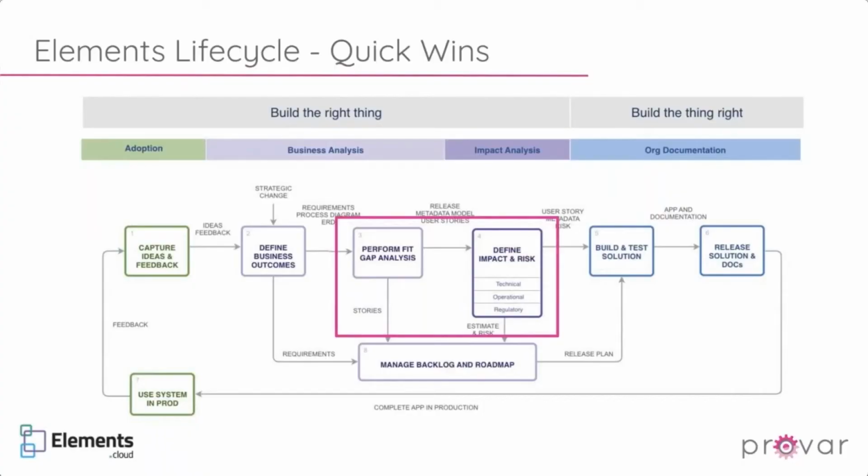The faster you go, sometimes you break things, and therefore we need to make sure that we have a really good understanding of the implications of making changes to reduce that risk. But today, what I really want to do is just focus on two boxes: the quick wins, how you define those user stories, and then how you understand the risk associated with them. And that's what the demonstration is going to be about.